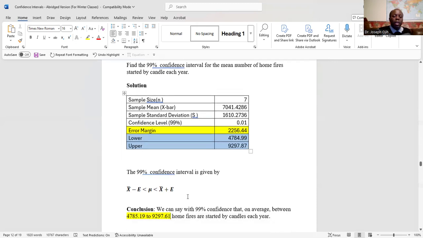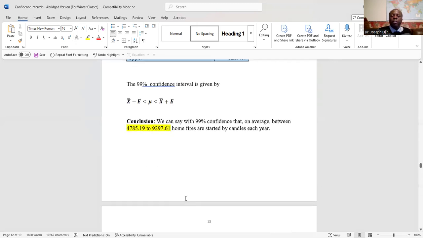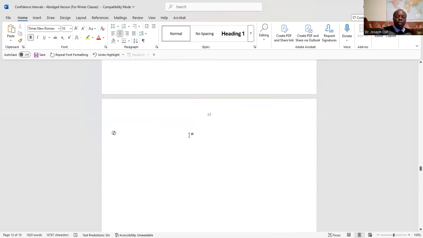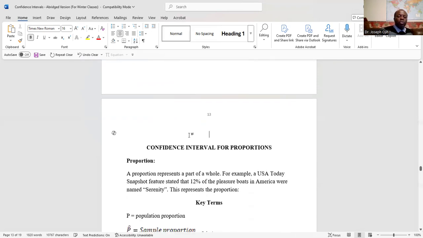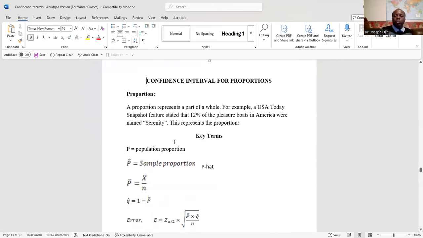Okay, good. Now we have completed the confidence interval for the mean. Let's now look at confidence interval for proportion. When we say proportion, we are referring to a part of something. Let's say 50% of 700. 50% is the proportion there. So we can make confidence interval for proportion too.